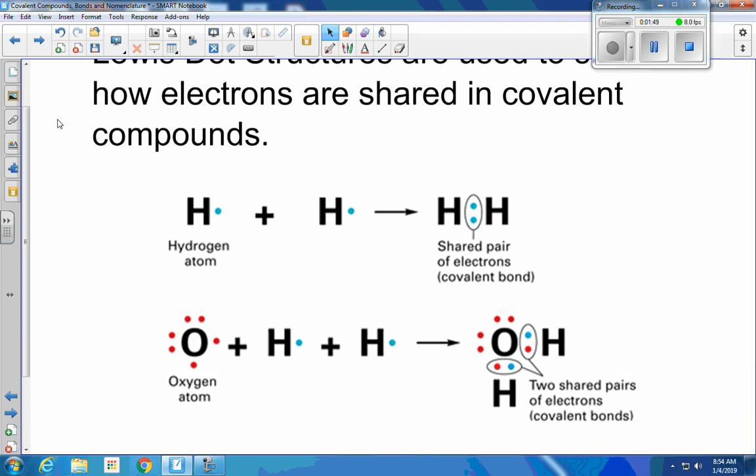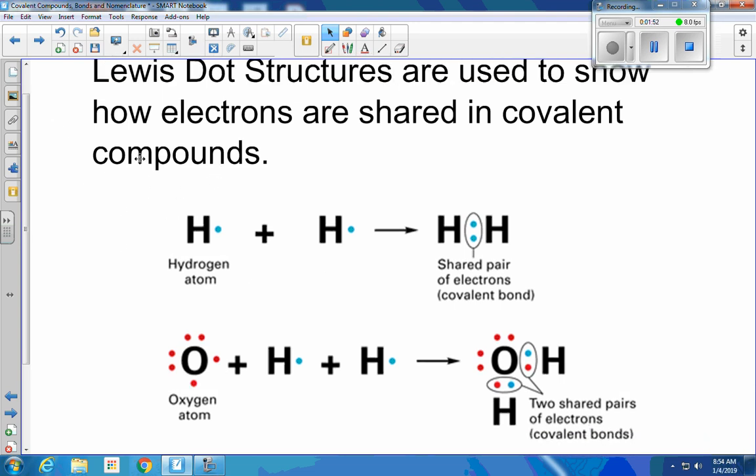Alright. Now, I think we kind of hit this yesterday. We have to look at the valence electrons. So we're going to draw the Lewis dot structure. Hydrogen has one valence electron. Show that here. Now, this means they're unstable. Now, hydrogen can only hold a maximum of 2 electrons.